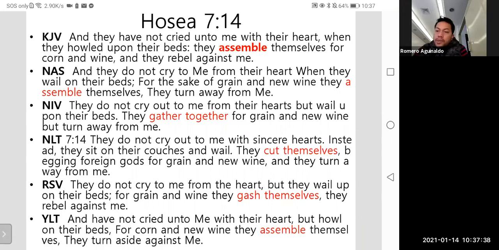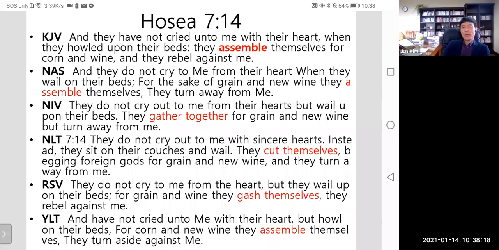They do not cry out to me with sincere heart. Instead, they sit on their couches and wail. They cut themselves, begging foreign gods for grain and new wine, and they turn away from me. RSV: they do not cry to me from the heart, but they wail upon their beds. For grain and wine they gash themselves, they rebel against me. YLT: and have not cried unto me with their heart, but howl on their beds. For corn and new wine they assemble themselves, they turn against me. They turn aside against me.